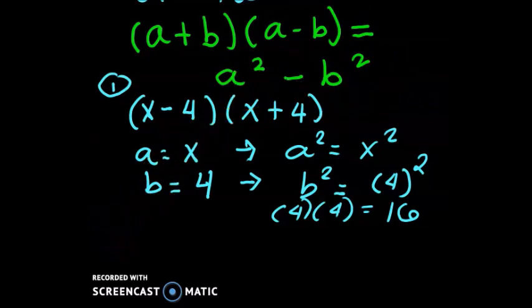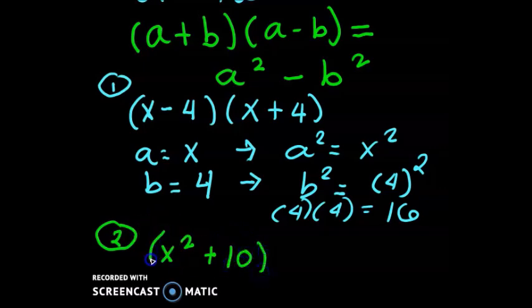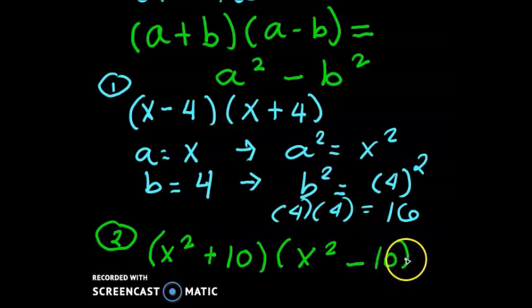Now let's have our next example, a little bit more difficult. Let's have x squared plus 10, and we have to multiply this with x squared minus 10 again, but the only difference is the subtraction sign here. So what will be our answer?